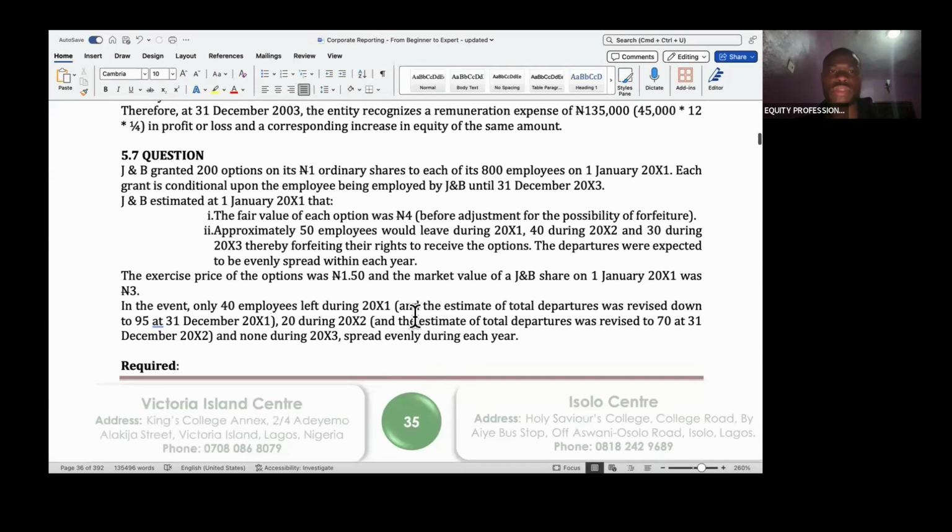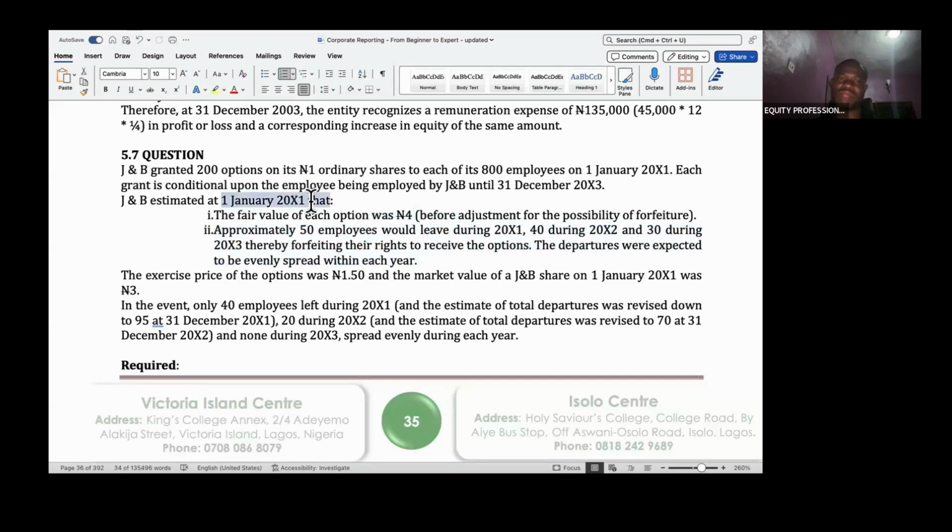Okay, so what were the estimates given? They made an estimate at the beginning of the year. Ordinarily, I would have just ignored the whole of these estimates, because the standard says that the estimate of the number of employees that will vest should be made at each year end, not at the beginning of the year. But I will really need the fair value of the option, because that is what I will use to measure my option. So this is the only thing I would need here. All these other ones are just a distraction. You don't need them.